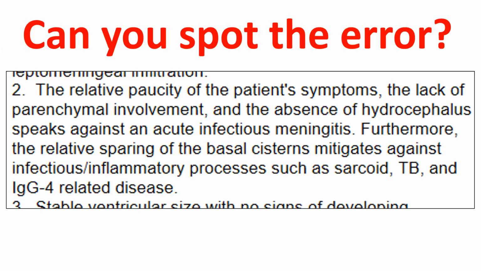I'm going to wait just a second for someone to chat in what the error is. What is the error here? Okay, I'm getting some really good stuff. Basal cistern can be TB, IgG4. All right, how's IgG4? No, I'm not saying you're wrong. The error is "mitigates against." Are you kidding me? Yes, thank you. Good job. Yes, mitigates.